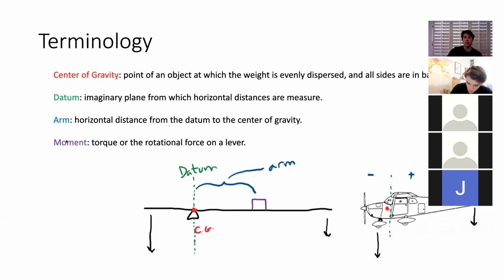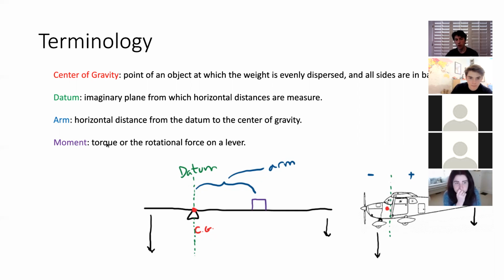The next term is arm. The arm is the horizontal distance from the datum to the object. Sorry, I first said it was to the center of gravity, but that's wrong. Here, if you can see in the picture, we've got an object over here in purple. The arm is right here, and we're just going to measure that distance and use it to calculate the center of gravity.